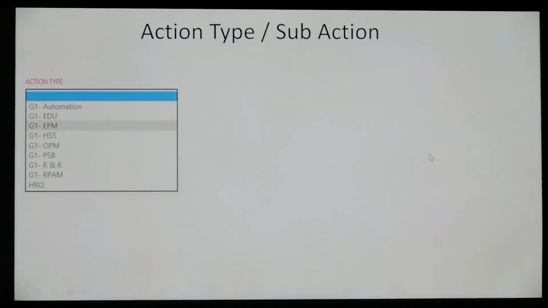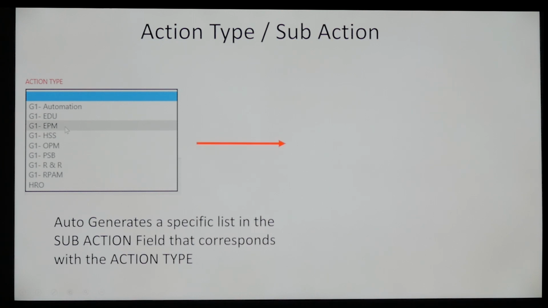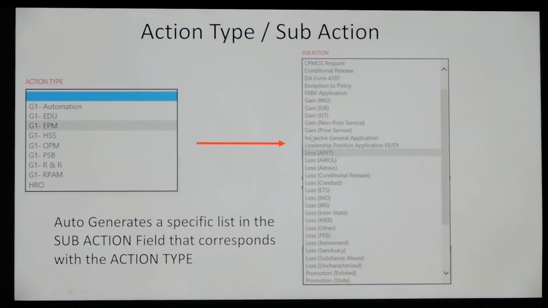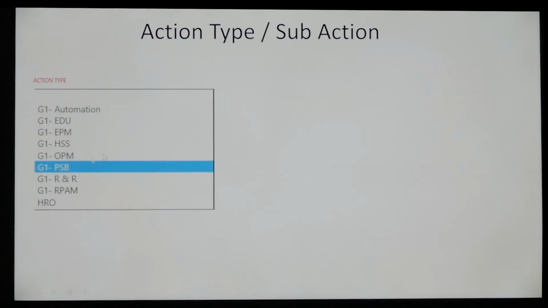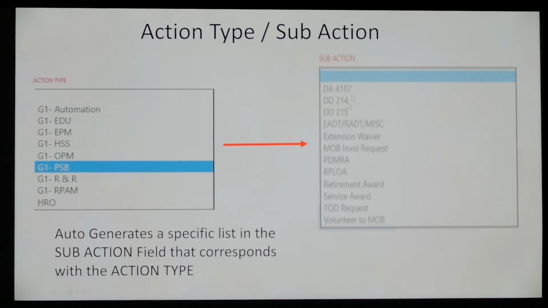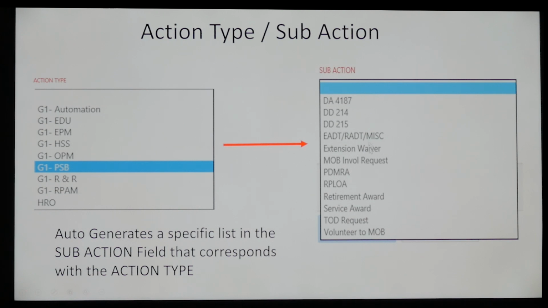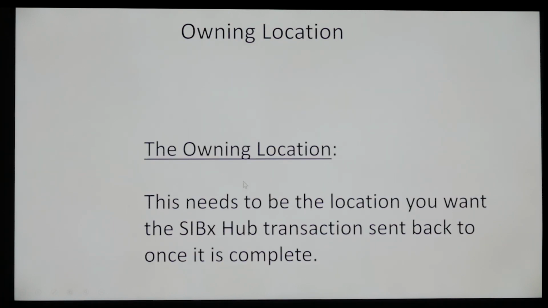Action types and sub-actions. SIBx Hub is set up to automatically pull sub-actions depending on what type of action you decide that you need. So if you're doing an ETS packet for EPM and you select EPM, the sub-action is going to auto-generate to a specific list in the sub-action field that corresponds with the action type. The same if I was to select PSB, it would populate in the sub-action anything that PSB handles at the G1 level. So for this transaction, you can select EPM and you can select ETS.